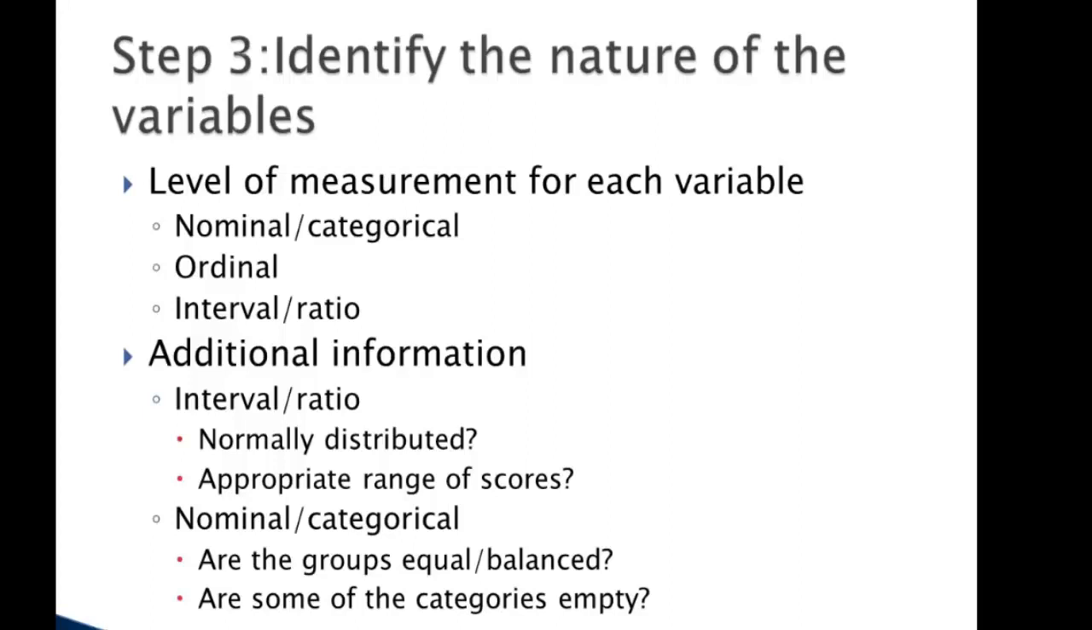Do we have maybe 50 people in group A getting treatment A and only 10 people getting treatment B? That could certainly have an effect on which analysis technique you would use. Are some of the categories empty? For example, if you have a categorical outcome, but you don't have anyone that fits into category C versus A and B, that could have an impact on how you're going to be able to analyze your data. So those are some additional things that you need to think about and keep track of as we begin to choose the analysis technique that we use.